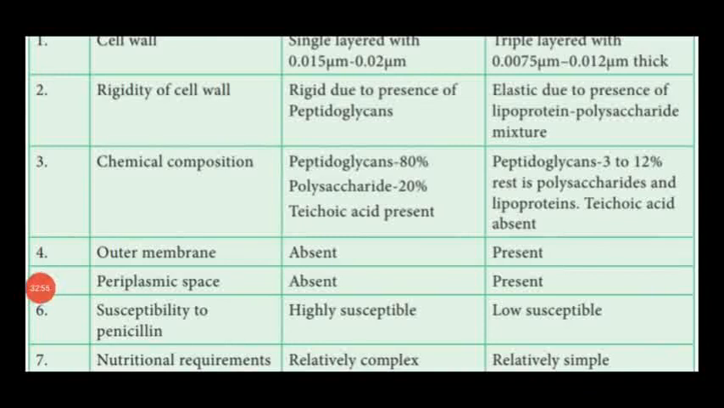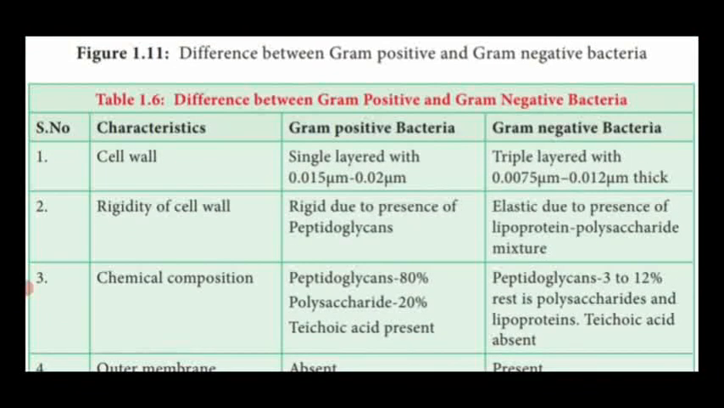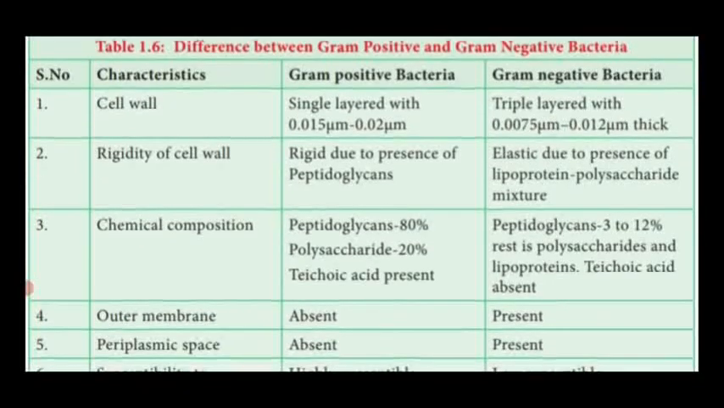Dear students, next we are going to see the difference between gram-positive and gram-negative bacteria. It is a very important 5-mark question. The first column is the serial number. Then what are the characters which are present in the gram-positive and gram-negative bacteria? Those characters which are showing certain dissimilarities are mentioned in the second column and third column.